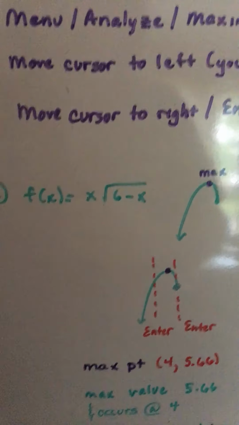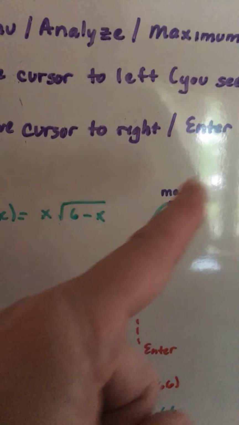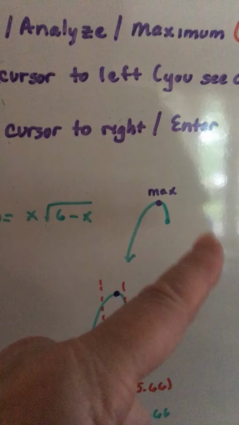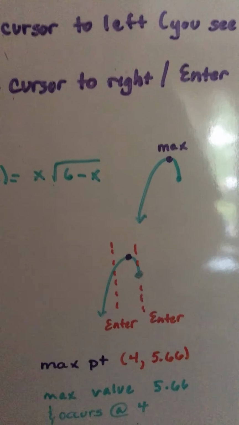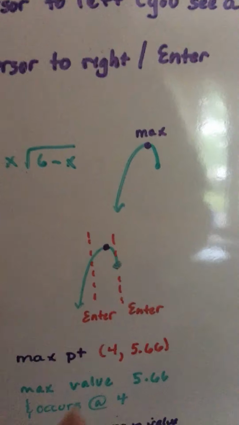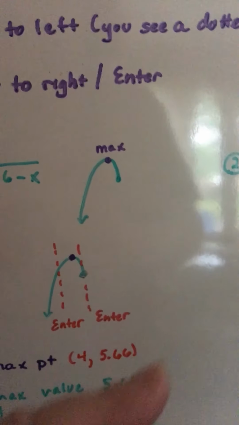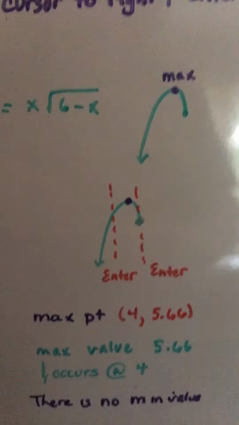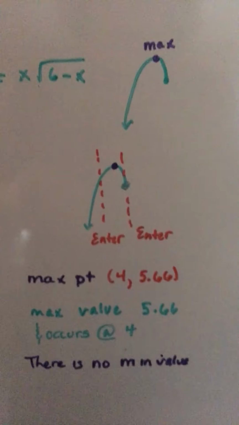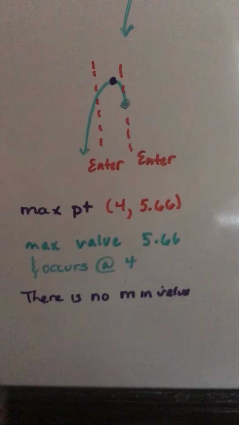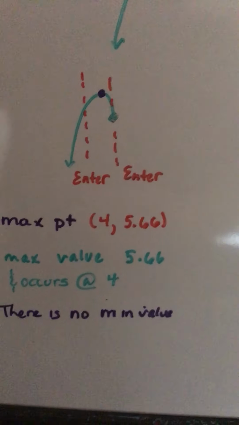For example, here is this function. If you look at your calculator, it would look like this. It would have an endpoint at 6, 0. So a little left, you'll see this vertical line. It's dotted. You press enter, and then you move the cursor a little right, and you press enter, and then it will tell you all your ordered pair. You can get as many decimal places as you need.